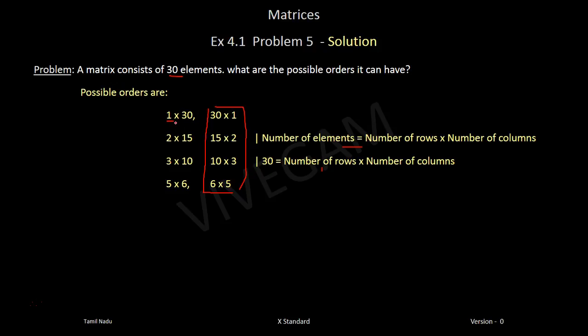That's the trick here. I hope I made it clear. If not, please go through it again, but the key is that the number of elements is the number of rows into the number of columns.